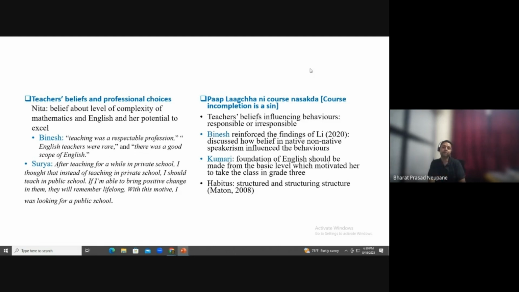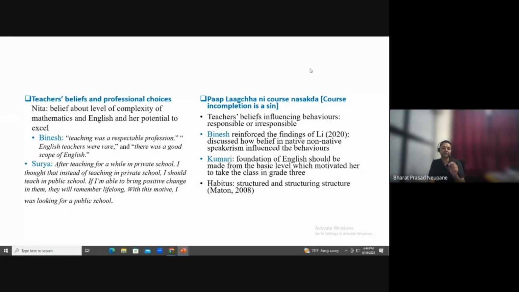And even Kumari believed that the foundation of English should be made from the basic level, which motivated her to take the class in grade 3. Look, her belief has influenced her behavior of taking a class in grade 3, though she was a secondary level teacher. Because she believed that the foundation should be made at the primary level, at the basic level. So she started going to the basic level, even though she didn't have that kind of responsibility. She took personal initiative, personal effort to improve the foundation of English of these students.